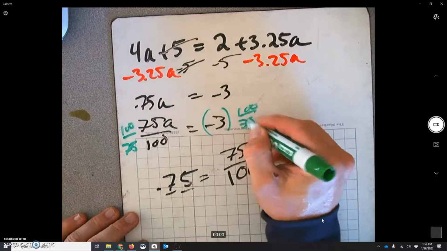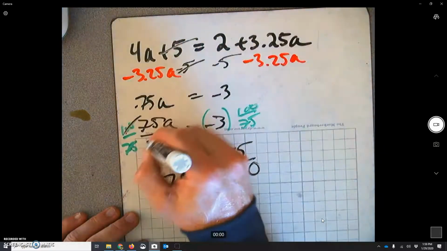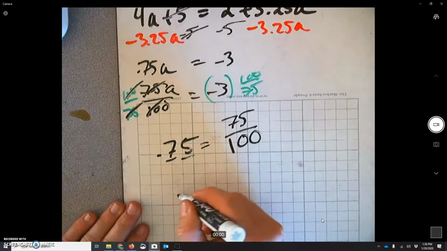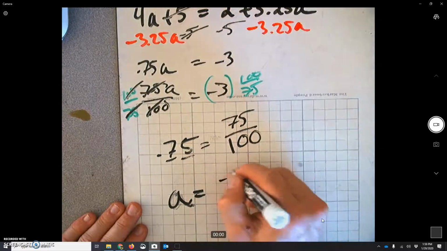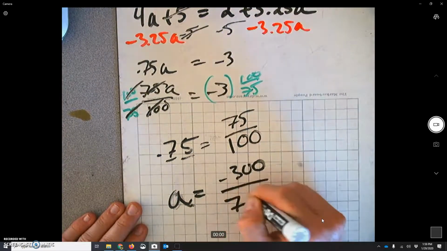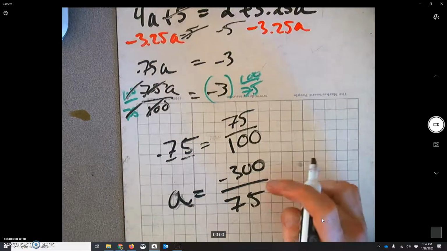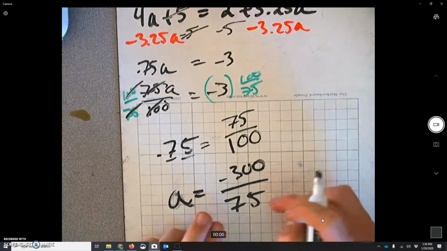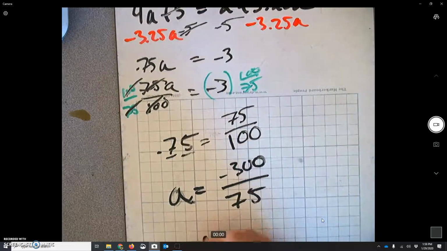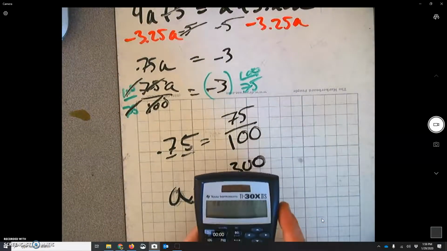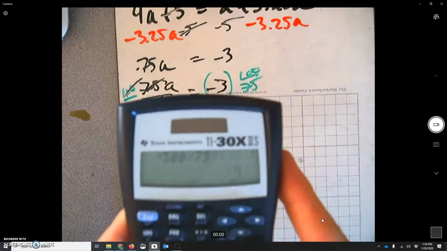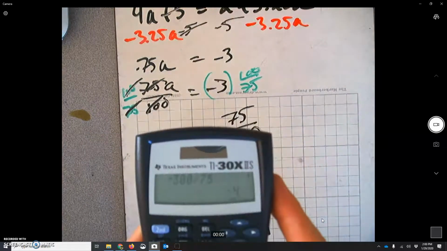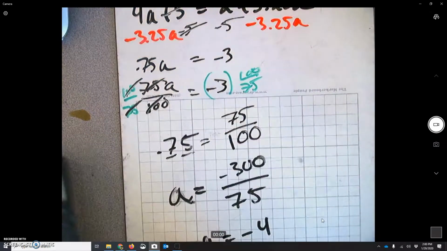100 over 75. So these all cross off. We're left with a. We'll go straight down here. a is equal to -3 times 100, which is -300, over 75. How many times does 75 go into 300? It is 4 times. So a is equal to -4. You can also just plug that into a calculator, and you can see there, -300 divided by 75 is -4.